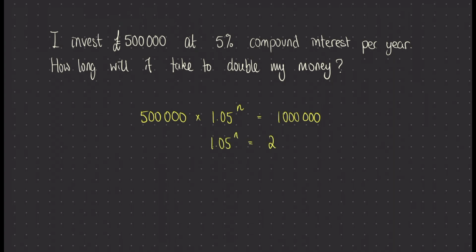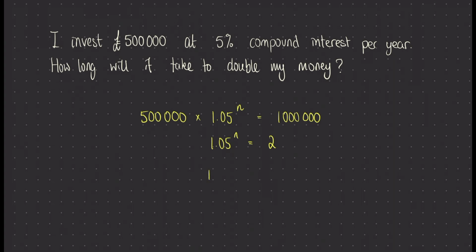And now for this step, we could either use logarithms, but it's highly unlikely we've studied that at GCSE. So in this case, we need to do trial and error. We're going to try different values for n, and we're going to find the first value in which our answer on the left-hand side is greater than 2.